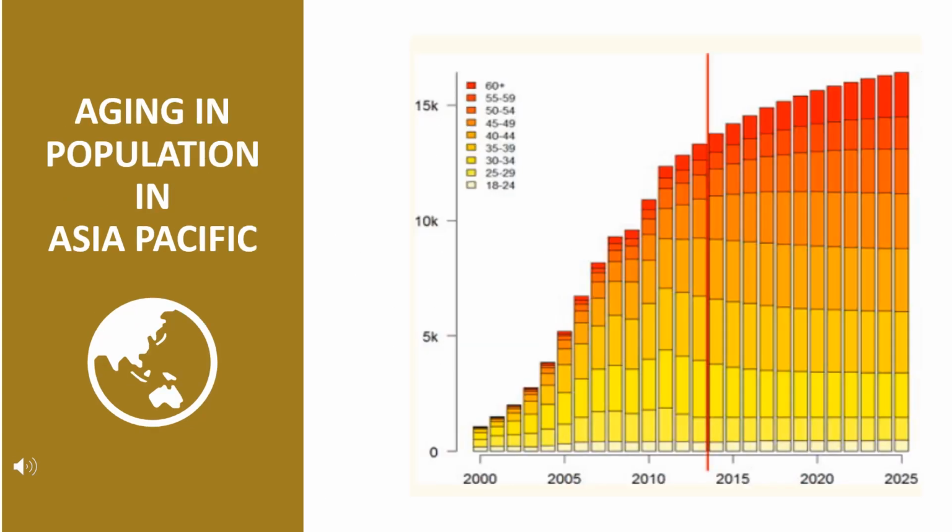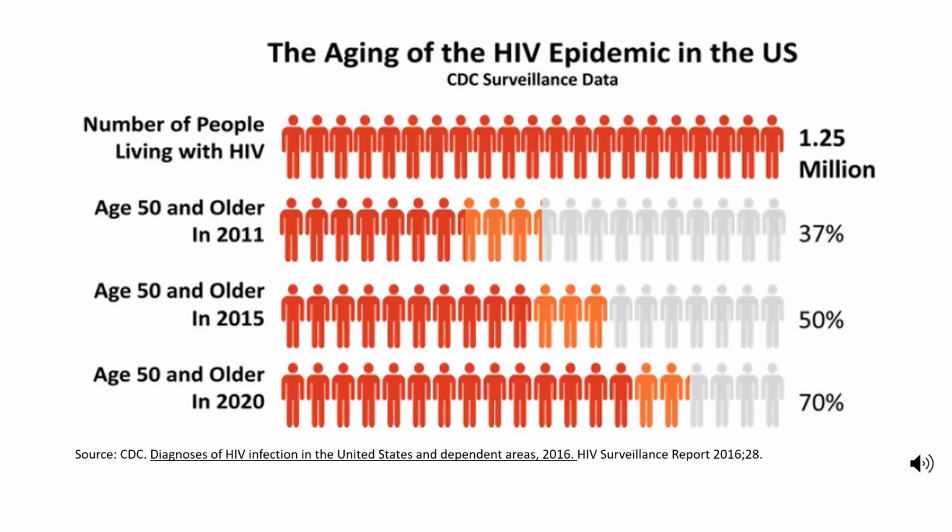These data come from the Asia-Pacific region and show in the orange and red bars increasing numbers of people living with HIV over the age of 45, 50, 55, and 60, from now until 2025. These are 2016 data from the U.S. Center for Disease Control. Of the estimated 1.25 million people living with HIV in the USA, 37% were aged 50 years or older in 2011. That proportion had increased to 50% in 2015, and by 2020 it is predicted to reach 70%.